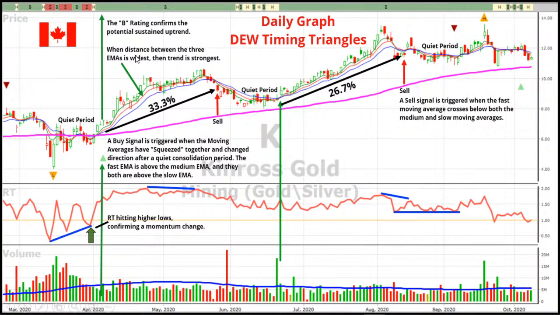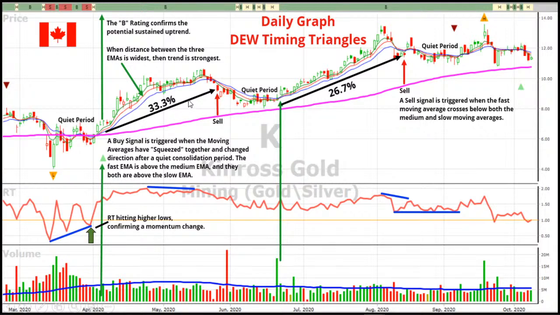When the distance between the 3 EMAs is the widest, then the trend is the strongest. It says a buy signal is triggered when the moving averages have squeezed together and changed direction after a quite quiet consolidation period. The fast EMA, which is the 5, is above the medium EMA, which is the 8, and then both are above the slow EMA, which is the 13. RT is hitting higher lows. Just recently in this area here, where was our buy signal, it hit a new higher high as well.